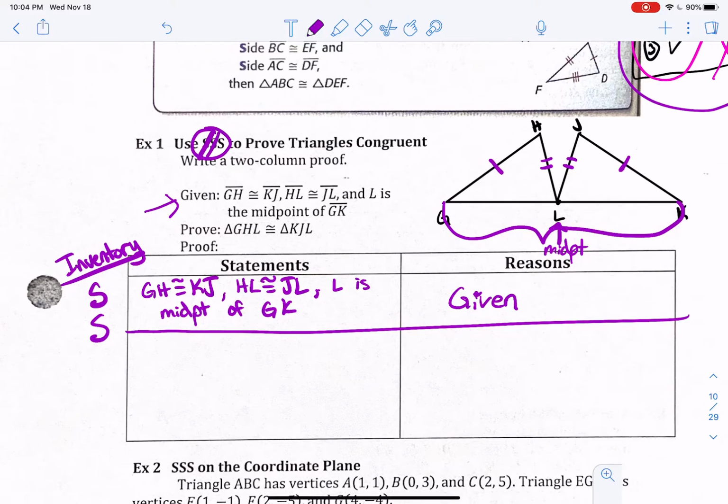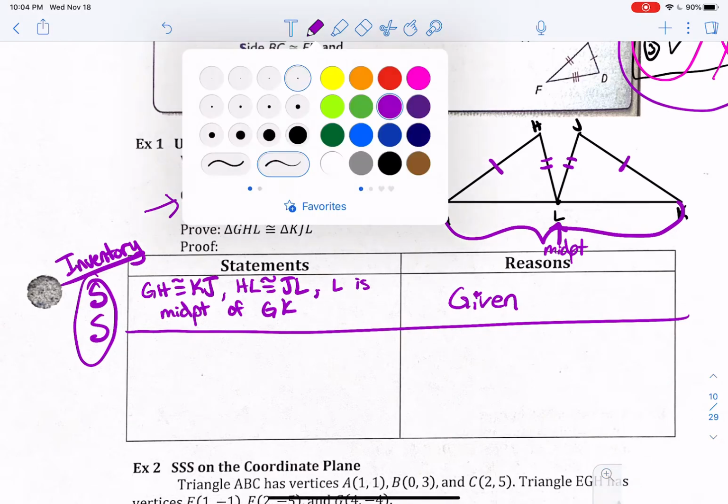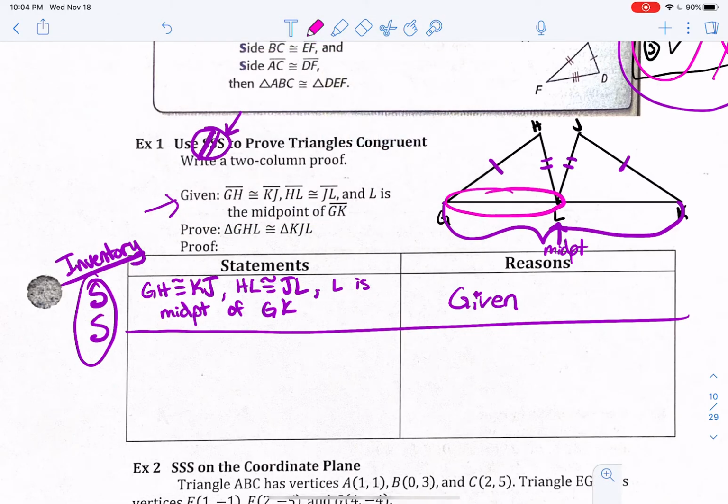So after our given information, we have 2 sides that were given to us, and we basically have to tell why the third sides have to be the same, okay? The third sides in my triangle are this side here and this side here, and we have to show why those guys are the same.